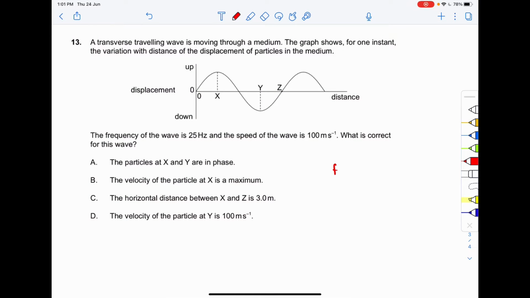The frequency of the traveling wave is 25 hertz. So the frequency is given to be how much? 25 hertz. And the speed of the traveling wave v is given to be how much? 100 meters per second.